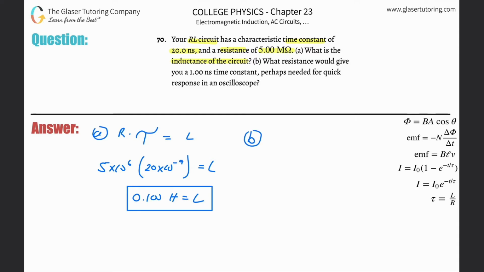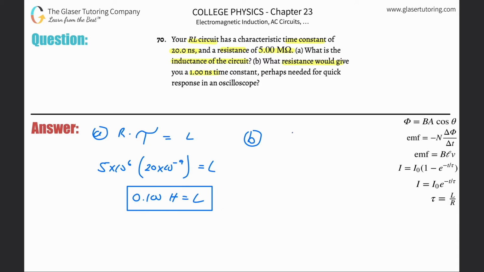Let's do letter B. What resistance would give you a 1 nanosecond time constant? So again, what they're asking us for is resistance, but they are assuming that the inductance has remained the same.